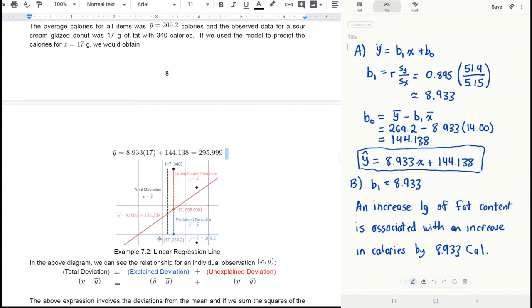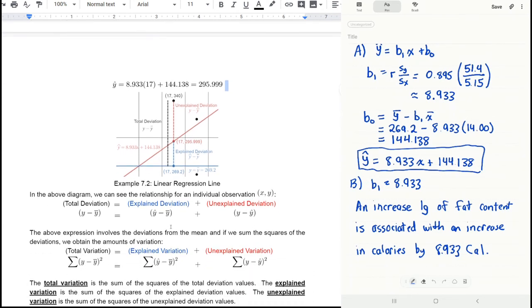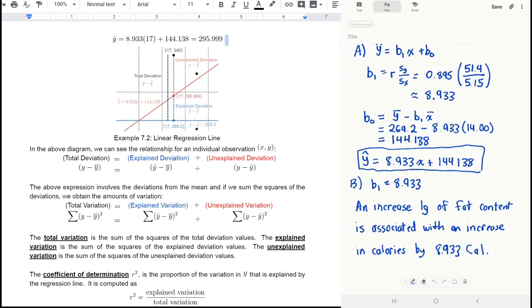Now, the total deviation can be separated into two other deviations. One is called the explained deviation, the deviation between the average amount and the predicted calories, as well as the unexplained deviation, which is the difference between the observed value and the line. So here we have the relationship between these for any individual observation. The total deviation is the sum of the explained deviation and the unexplained deviation.